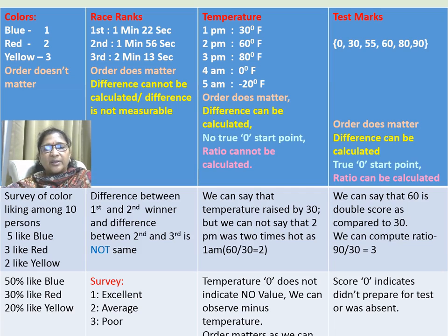The difference between these race winners need not be the same. Another example of this: the first one is nominal, the second one is ordinal. In ordinal, when we conduct surveys with excellent, average and poor, the order matters. We cannot actually talk about the difference between the two and so on.